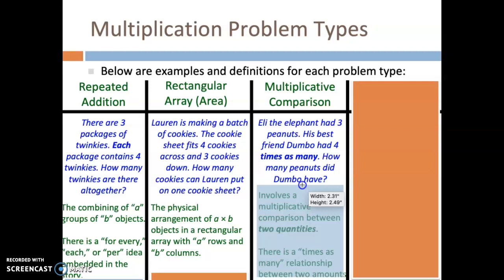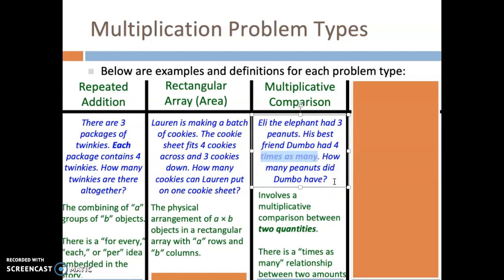See, I tricked myself. Multiplicative comparison involves a multiplicative comparison between 2 quantities. A comparison. So there is a times as many relationship between 2 amounts. Okay, again, you'll see keywords like times as many. Here it is, times as many. Okay, so there's some key words. Now, this is a lot of explanation in 4 really tight columns.